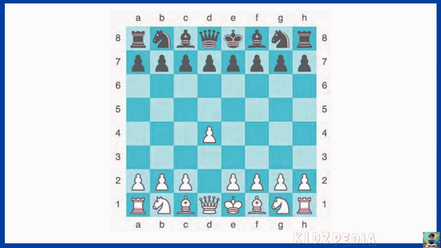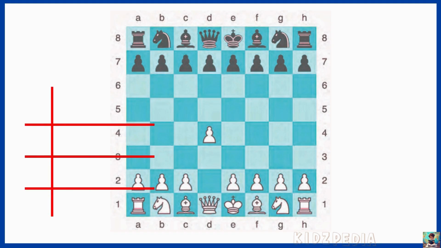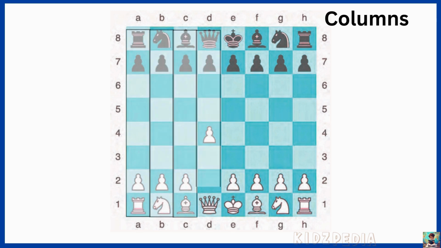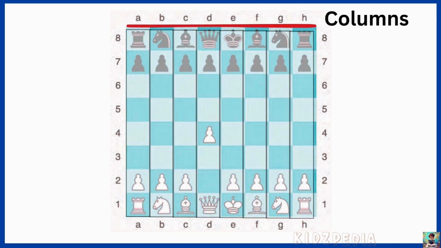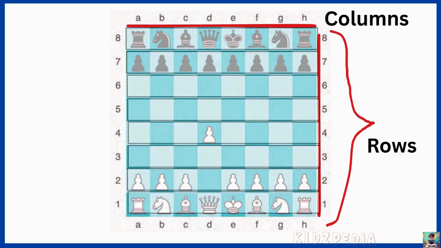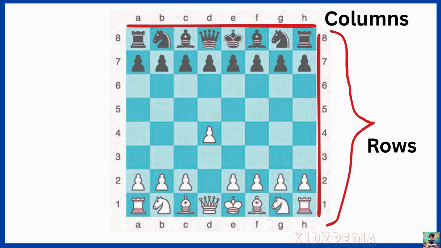Now let's think about a chessboard. A chessboard has 64 squares arranged in 8 rows and 8 columns. Rows go left to right and columns go top to bottom. To help players remember and record their moves, the columns are labeled with letters from A to H and the rows are numbered from 1 to 8. You can see this in the picture. This way, every square on the board has its own name like D2 or D5.